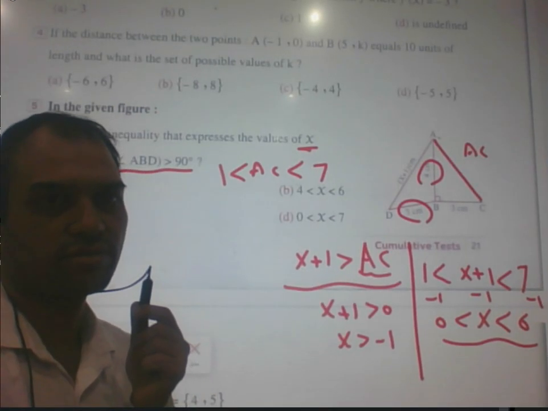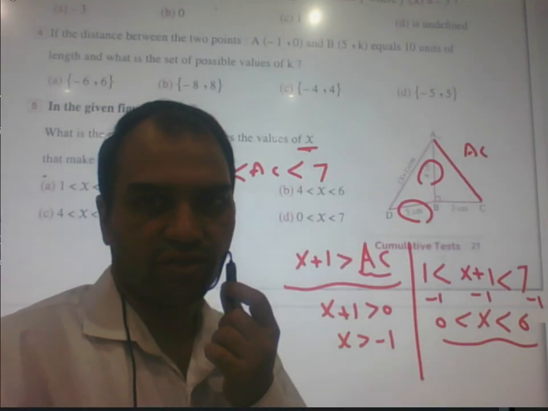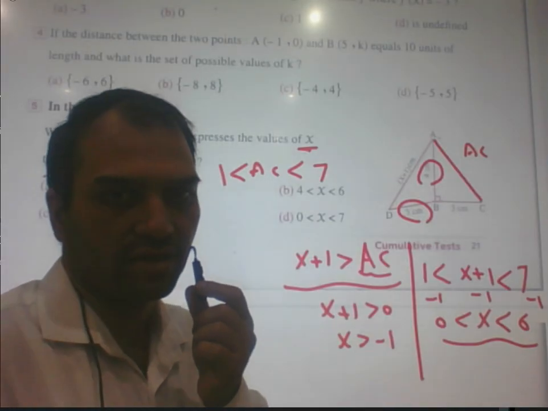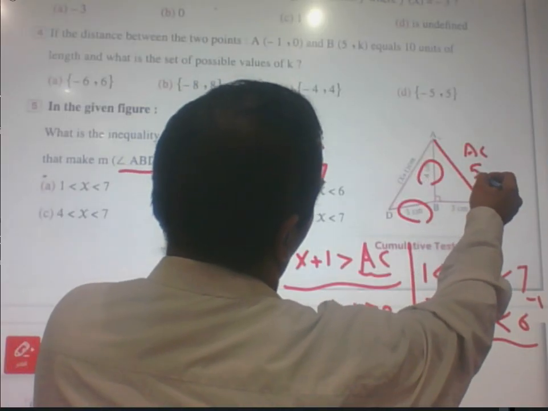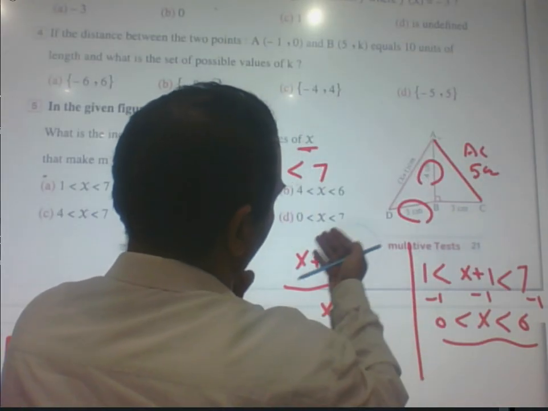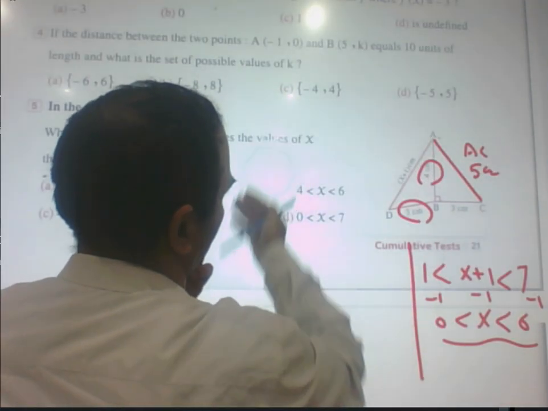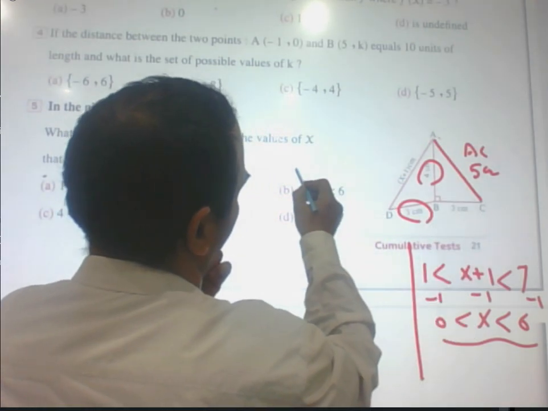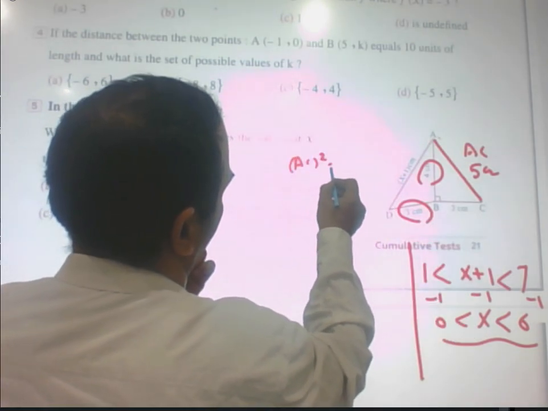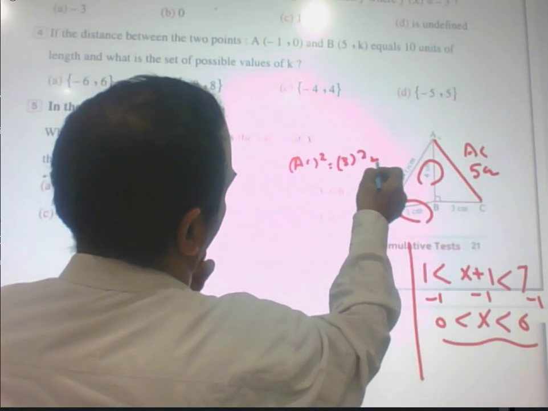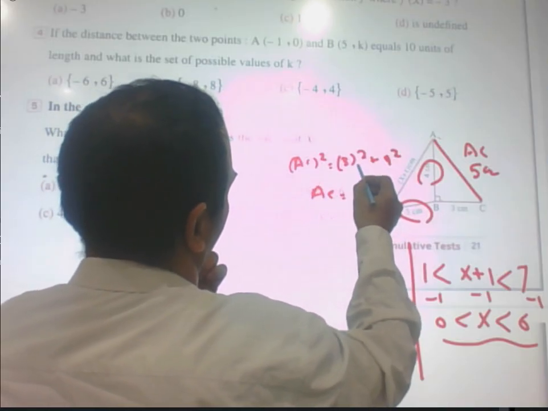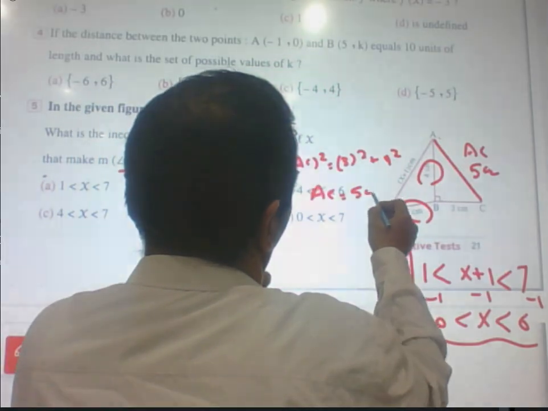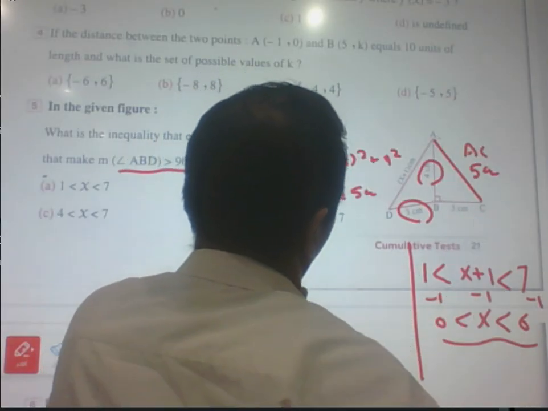We can also find the length of EC from the Pythagoras theorem. Look here, it's 4 centimeters. Then EC will be 5 centimeters from the Pythagoras theorem. We know EC power 2 equals 3 power 2 plus 4 power 2. Then EC equals the square root of 3 power 2 plus 4 power 2. It will be 5 centimeters, the length here, 5 centimeters.